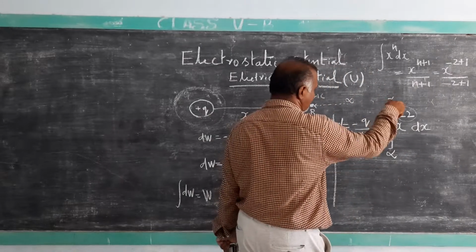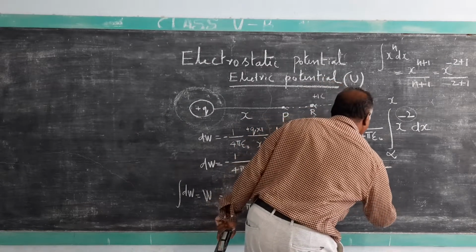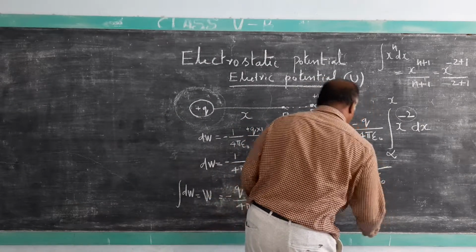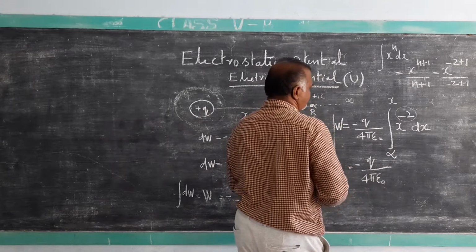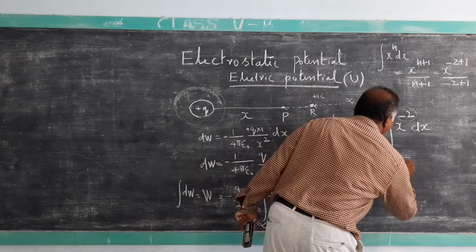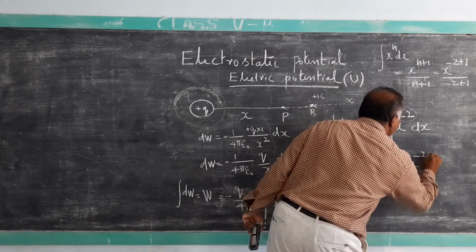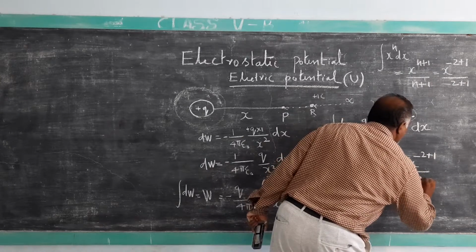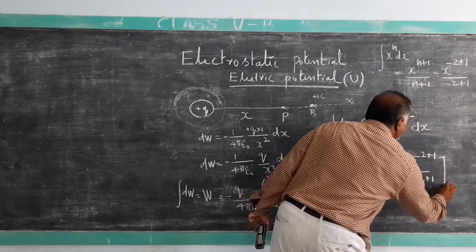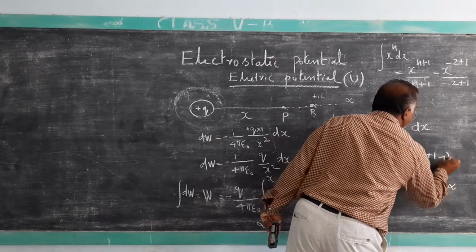So we have to write like that. That is minus q divided by 4 pi epsilon naught, lower limit. Now we integrate, we apply integration. So x to the power minus 2 plus 1 divided by minus 2 plus 1. Lower limit is infinity, upper limit is r.